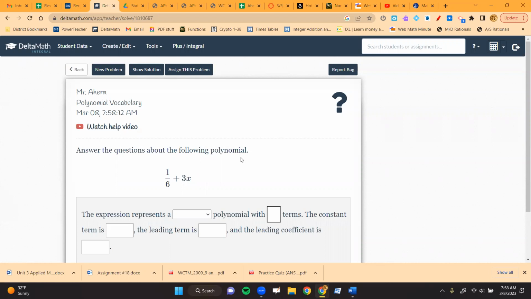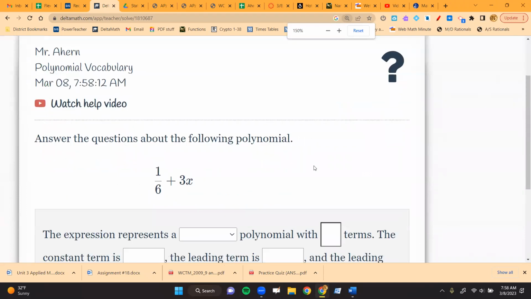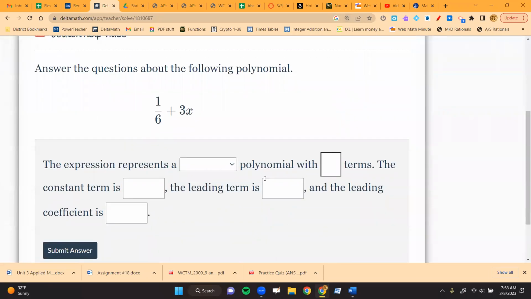So this is what the first batch of problems is going to look like. I can make it a little bit bigger. It says answer the questions about the polynomial.